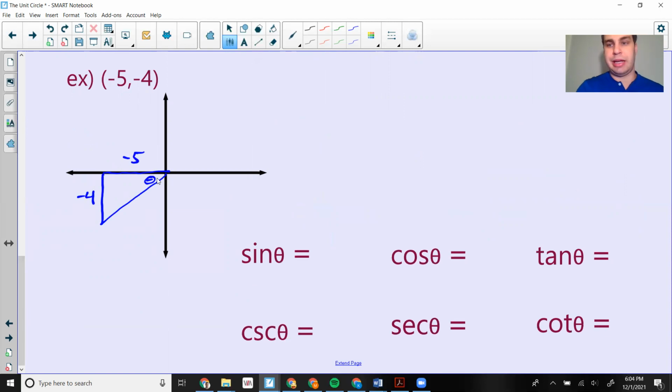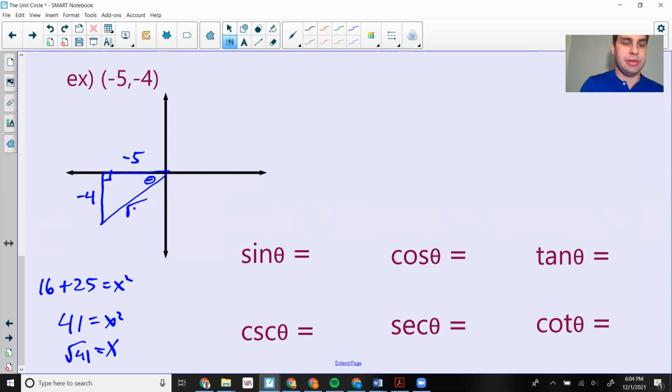So here I need to use the Pythagorean theorem again to find my hypotenuse, just like this. Let's see, this gives me 16 plus 25. If I square those, equals x squared. That is 41 equals x squared. And so x is just going to be the square root of 41. We do want exact answers, so please leave it as the square root of 41. That one cannot be simplified anyway.